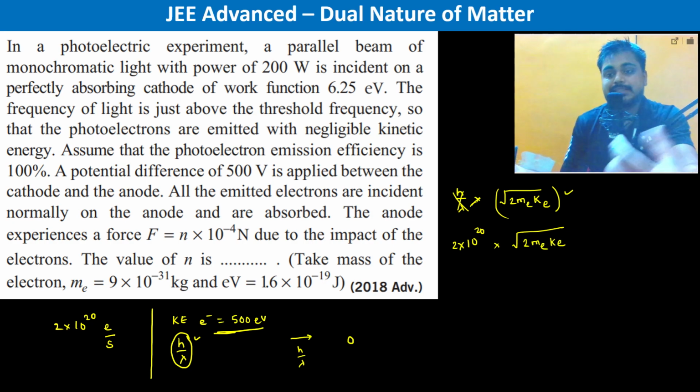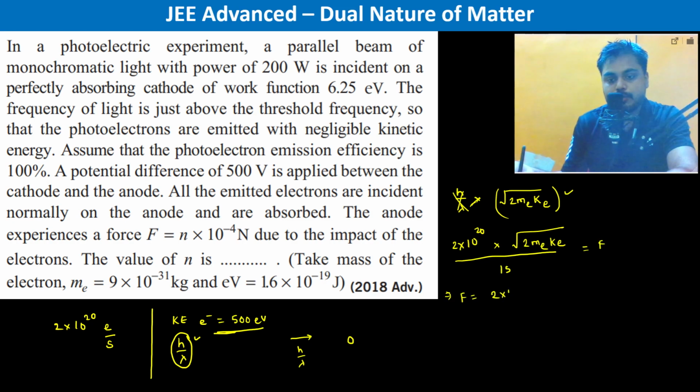And this entire thing happens in 1 second, so divided by 1 second is going to be equal to the force. So therefore the force is going to be 2 into 10 to the power 20 into root over 2 into 9 into 10 to the power minus 31 into 500 into 1.6 into 10 to the power minus 19.